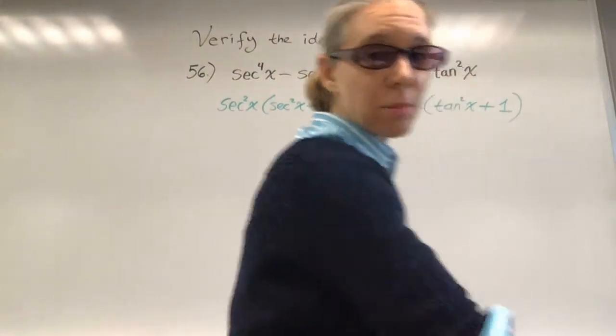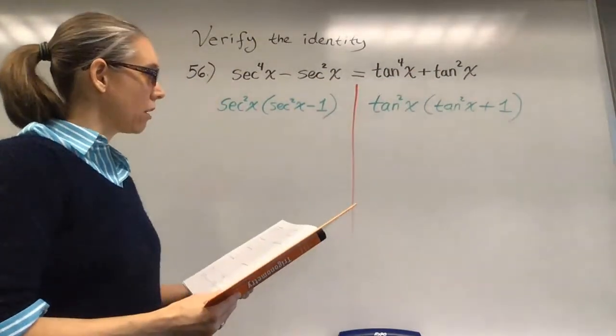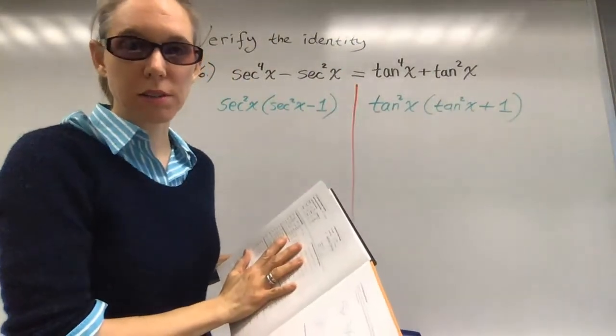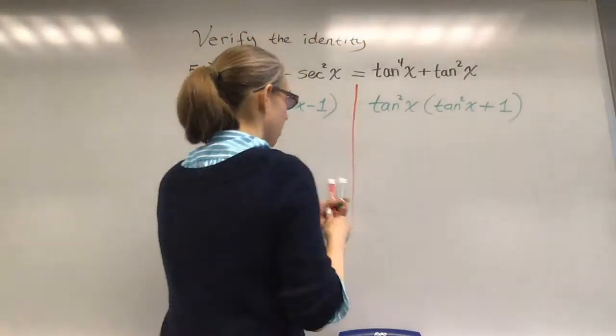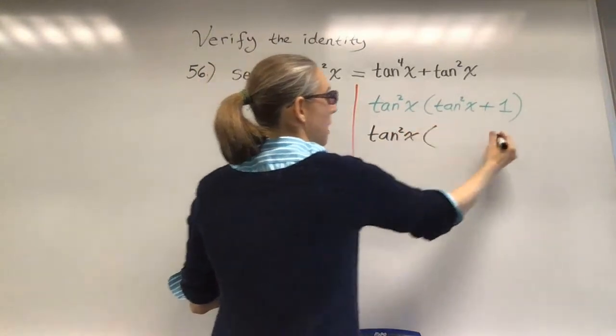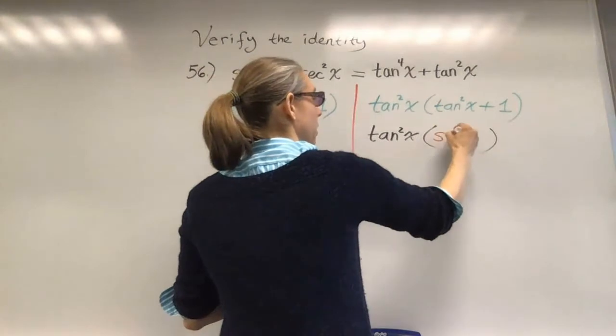And all of those squares and ones make me think of Pythagorean identities. So I go back to the back of the book, and I look at the fundamental identities, and I say, oh, wow, look at that. Tangent squared plus 1 is equal to secant squared. Lovely. And so I replace tangent squared plus 1 with secant squared.